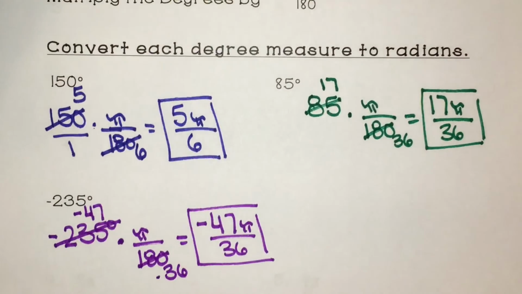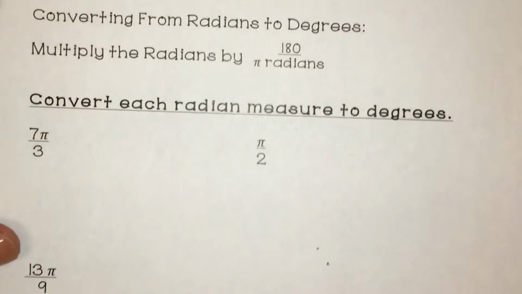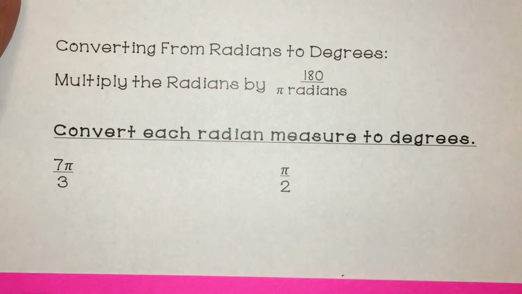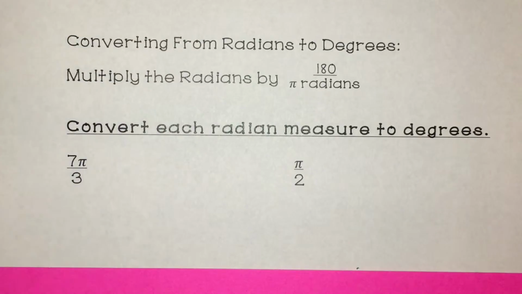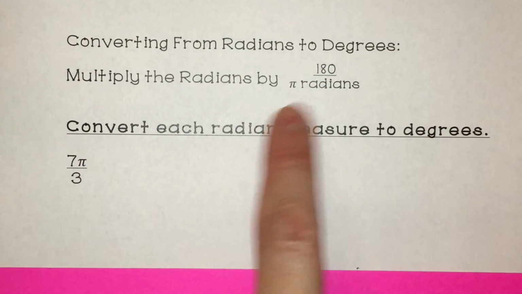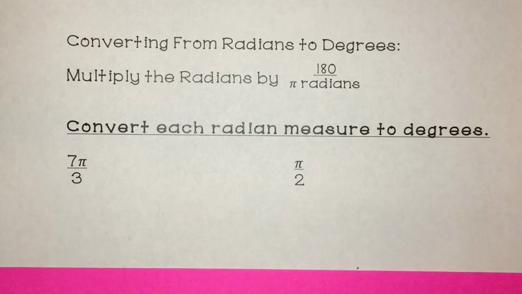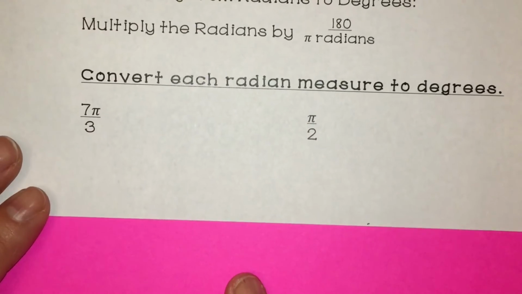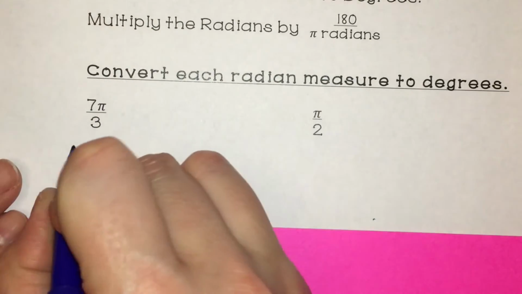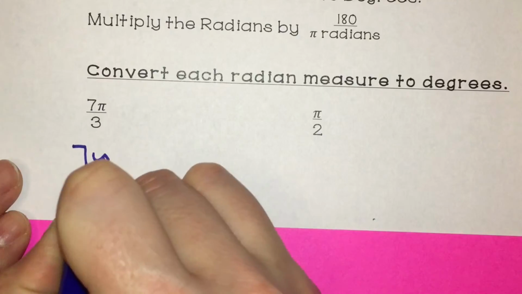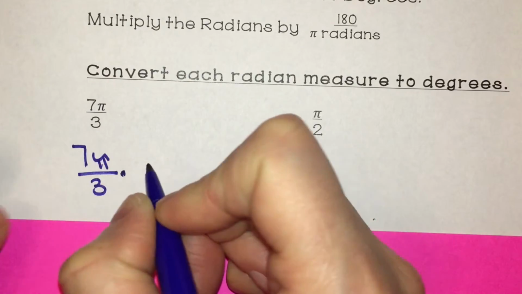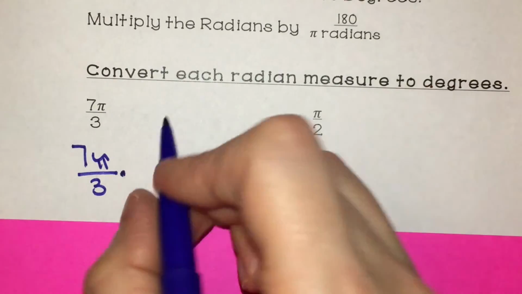So now we're going to convert from radians to degrees. All right, so it's just the opposite. We're going to multiply the radians by 180 over pi. So I have 7 pi over 3. And I'm going to multiply this by 180 over pi.